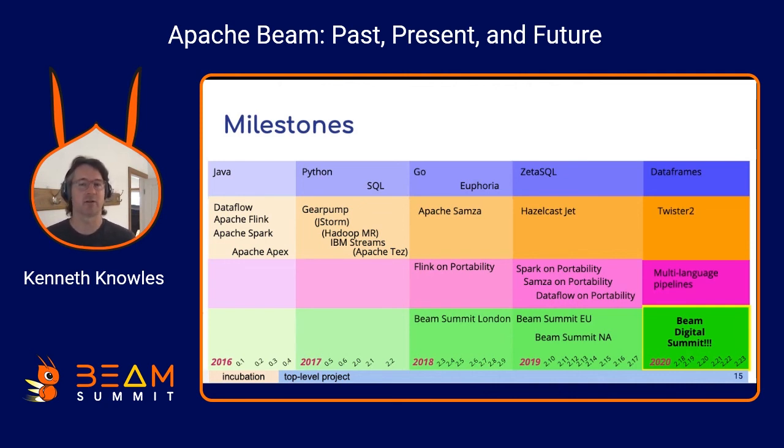Somebody wrote a Hazelcast Jet runner because they thought Beam was a good fit with Hazelcast Jet and could add something. And this year we've had this Twister2 runner added, which is a high performance computing focus, which is a little bit different than some of the prior runners. I think it's pretty interesting.